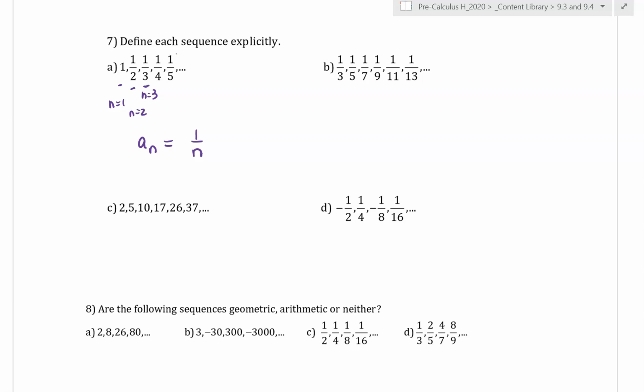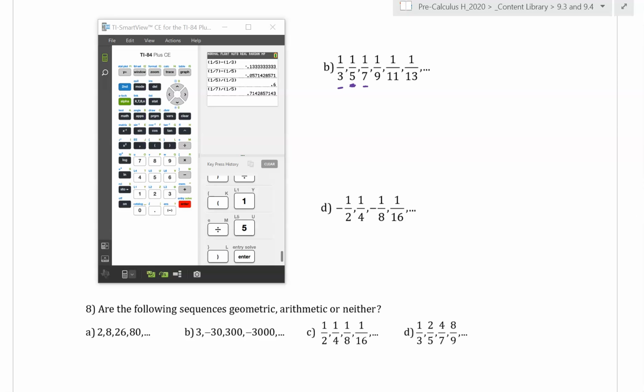For the next sequence, 7b is also not arithmetic and not geometric because 1/5 minus 1/3 is not the same as 1/7 minus 1/5. If you check that on your calculator, you will see that they're not the same, and it is also not geometric because 1/7 divided by 1/5 is not the same as 1/5 divided by 1/3. So you could even check it on your calculator.